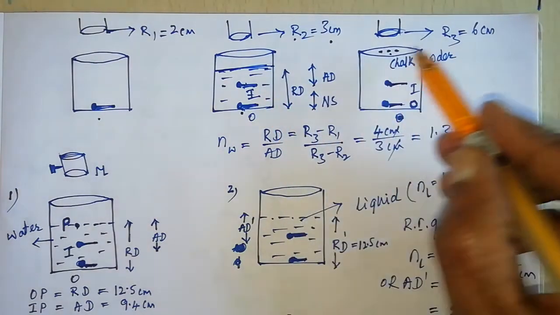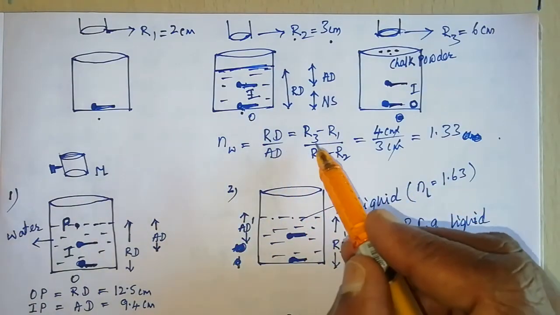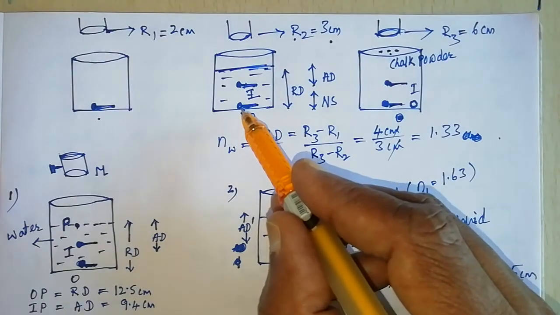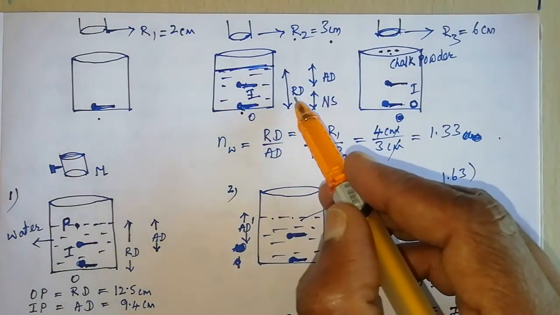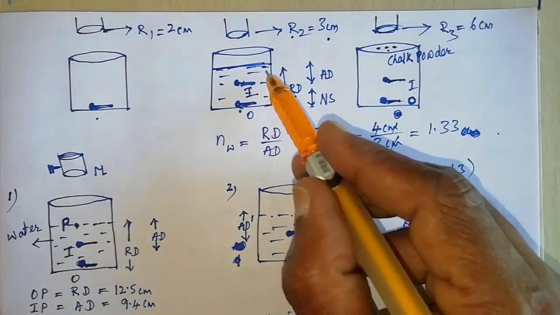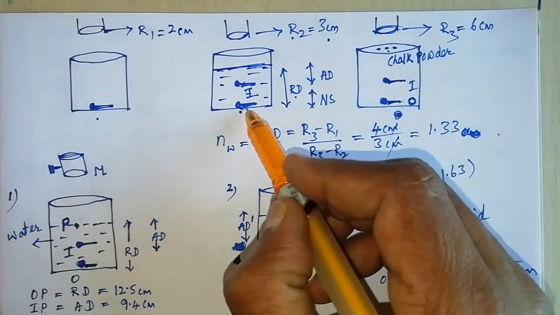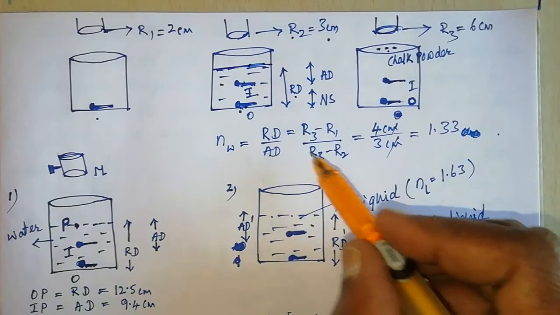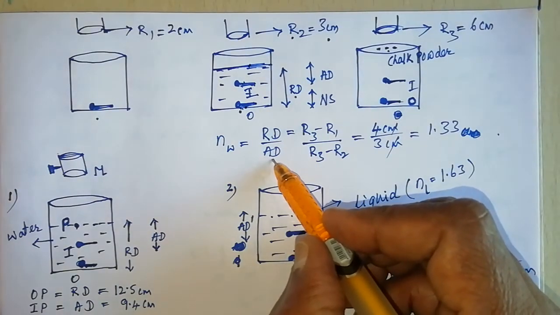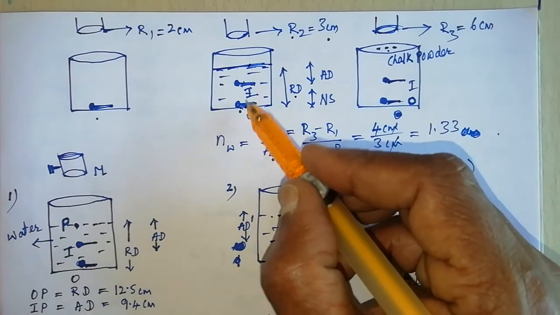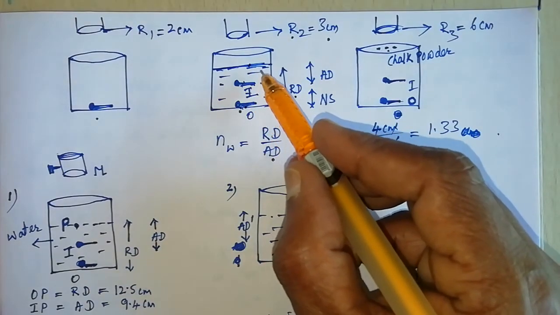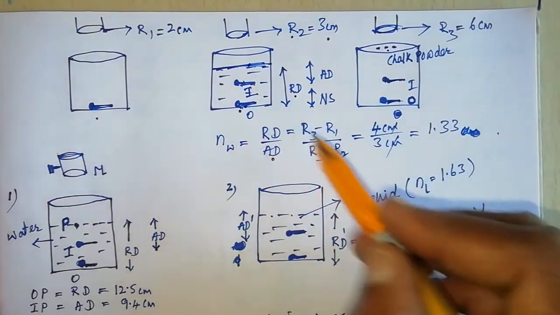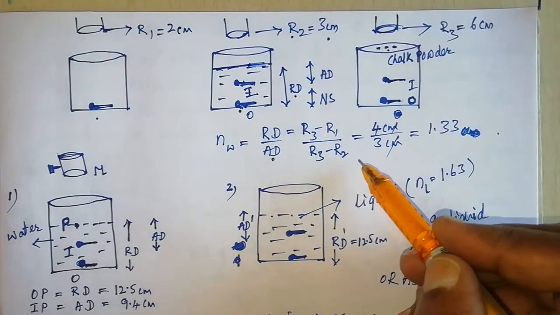So R3 minus R1 gives us the real depth of the needle from the surface of the water. So real depth is R3 minus R1. R3 minus R2 gives us the apparent depth. Due to normal refraction, the pin appears to be raised. That's why the apparent depth is less than the real depth. So apparent depth is calculated by taking the difference between R3 and R2.